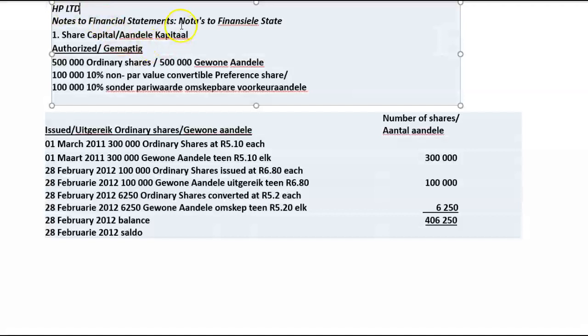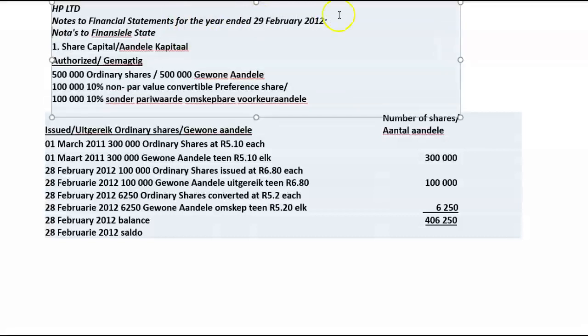You will have notes in the financial statements, and there you would continue for the year ended 29 February 2012. In Afrikaans, notas tot finansiële state. Alright. Great. So a proper heading. Then share capital.